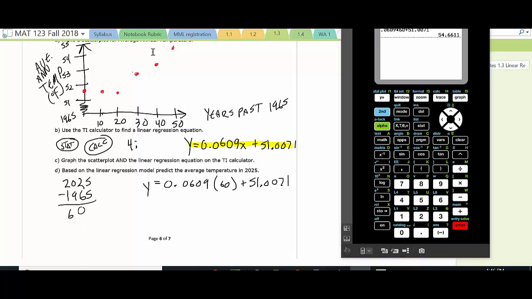You can do it twice as fast on your calculator than I can on this one. So it would be about 54.7 degrees. Okay, that would be the idea.